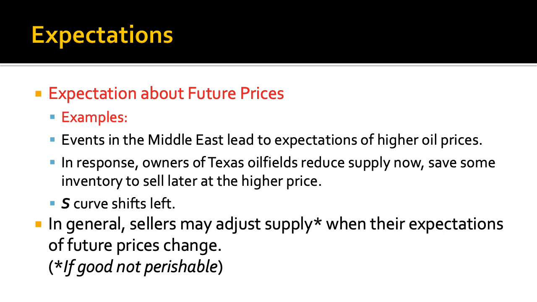So in general, sellers may adjust supply when their expectations of future prices change. Now, the time they cannot adjust their future supply is if the good is perishable. If it's not perishable, then you can adjust.